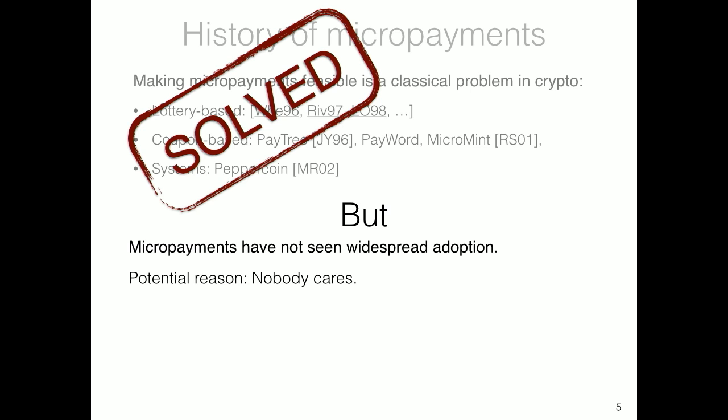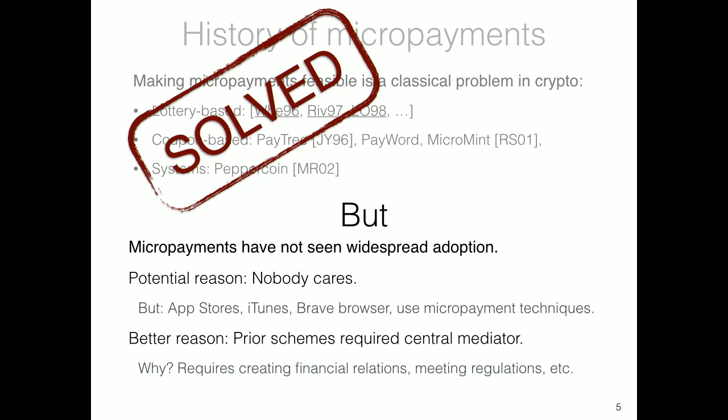A potential reason is that nobody actually cares for what micropayments can give you, but I don't think this is really true, because you have models like app stores, iTunes, and even the Brave browser, which gives you this payment instead of ad functionality. They all use techniques which stem essentially from the micropayment literature. A better reason would be that all these schemes require some central mediator to act as an intermediary between the content owner and the person who's buying the content. This is an issue because it requires creating complex financial relations between the different parties, meeting regulations, and so on. So maybe we should look at some decentralized systems.